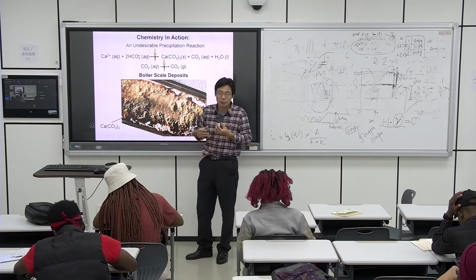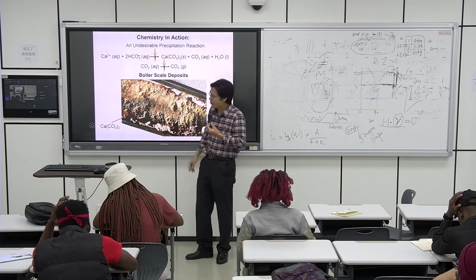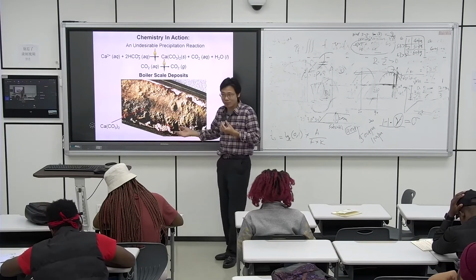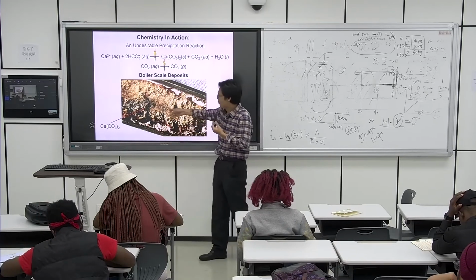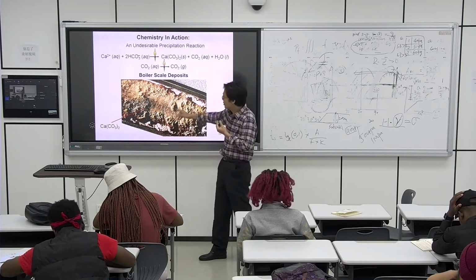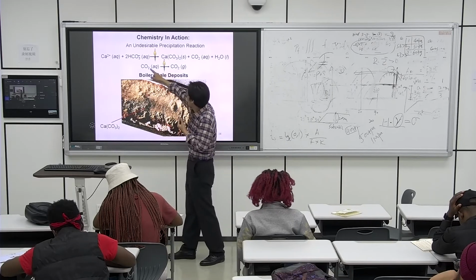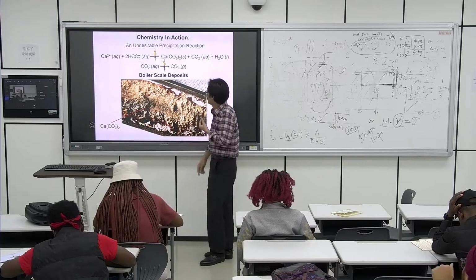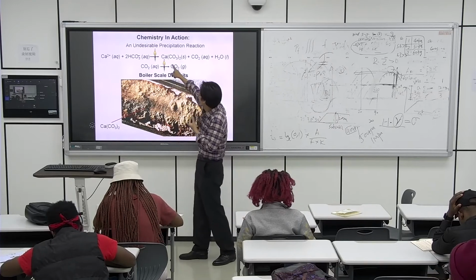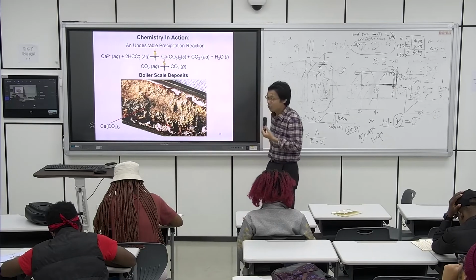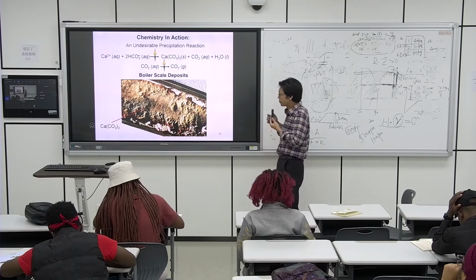Of course, there are very few cations and anions in the water, but we know the boiler, right? After several years you can find the solid. So this solid comes from this reaction. In this reaction, this is a solid product. This is about the precipitation reaction. Okay.